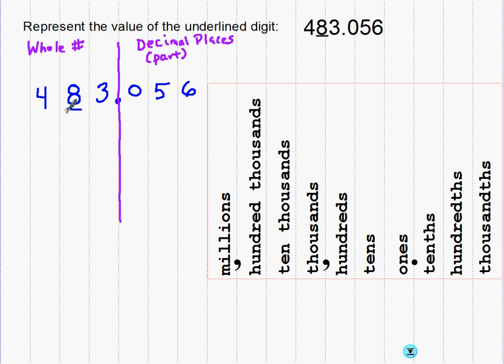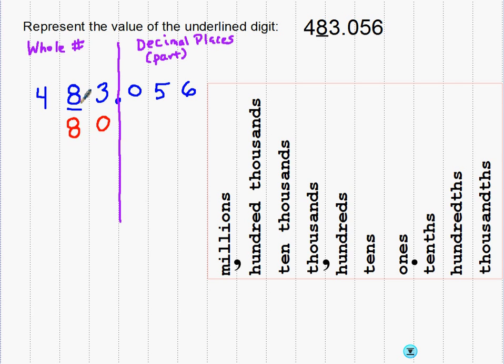Now, to find the value of this 8, we can bring this 8 straight on down. I'm always going to work toward my decimal. So if my decimal's to the right, I'm going to work to the right. I'll fill this place in with a 0. And when I get to my decimal point, I can stop. Remember, my line represents my decimal point. So the value of 8, when it's in this place, is worth 80.